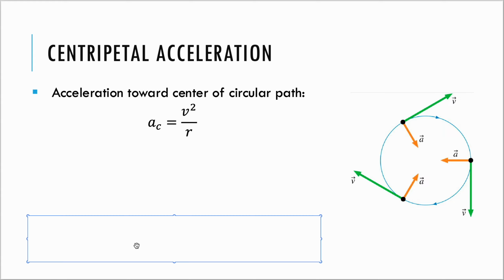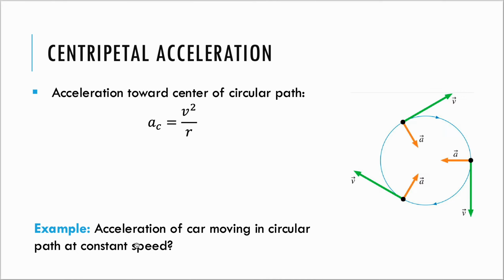Let's look at an example. What is the acceleration of a car moving in a circular path at a constant speed? We're used to a constant speed meaning that there's no acceleration. However, when you're moving in a circular path, you always have this acceleration. So the answer would be that we still have this centripetal acceleration. Even though we're moving at a constant speed, we're not going at a constant velocity because we are changing direction at every point along our path.